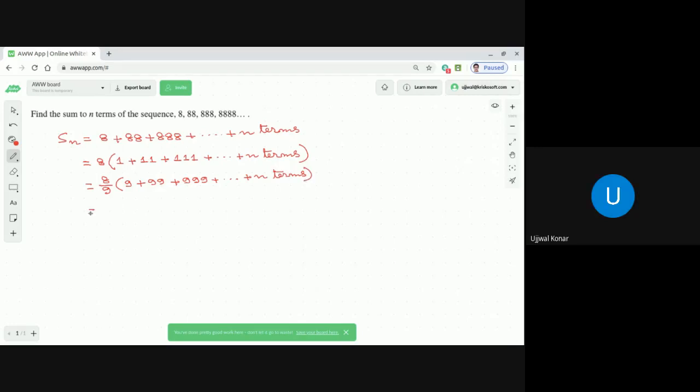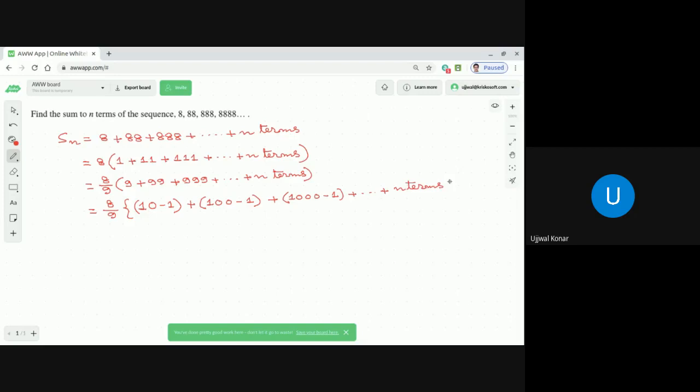So now, what you see here inside: 9, 99, 999. So 9 I can write as 10 minus 1. Correct or not? Yes. 99 I can write as 100 minus 1. 999 I can write as 1000 minus 1. Correct or not? And in that way, it goes up to n terms.